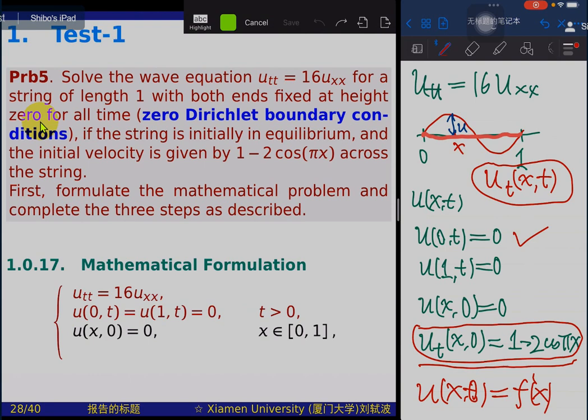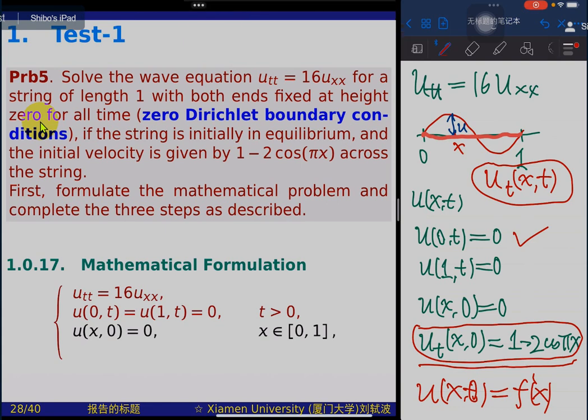But as I emphasize, for the wave equation, you still need the initial velocity. Well, we also know the initial velocity. That is when t equal to 0, u_t(x,0) is given by this function, 1 minus 2 cosine pi x. So this is the mathematical formulation for the problem.